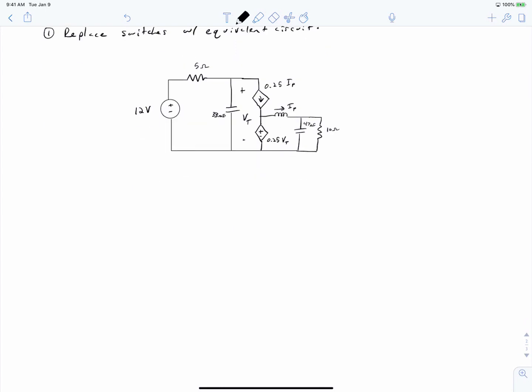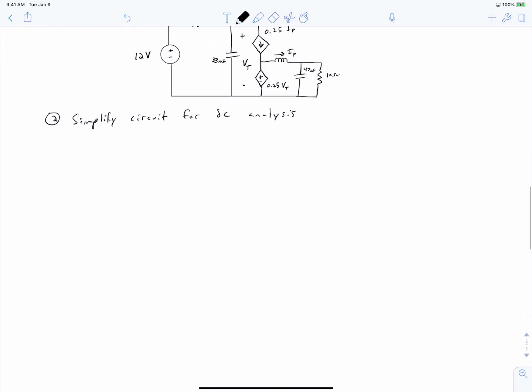Alright, your notes should look like what I've drawn on here. Now, let's take this a little bit further, and I want you to simplify the circuit for DC analysis. That is, take this equivalent circuit that we've sketched, and do whatever you think you need to do to it to make it suitable for DC analysis. And redraw that in your notes below number 2. Hit the pause button and press play when you're ready to resume.